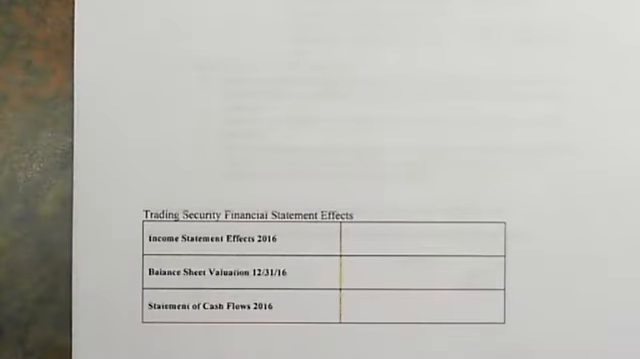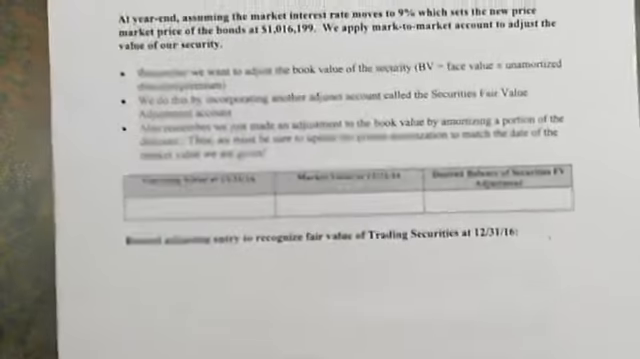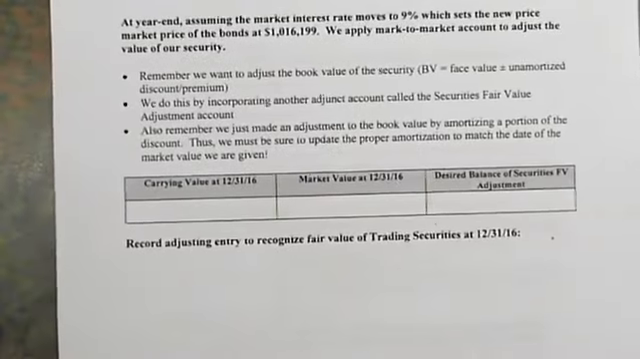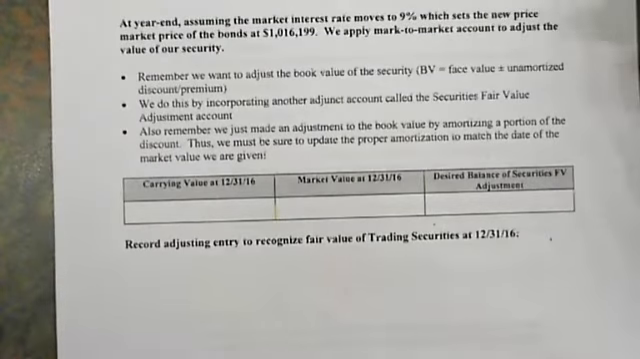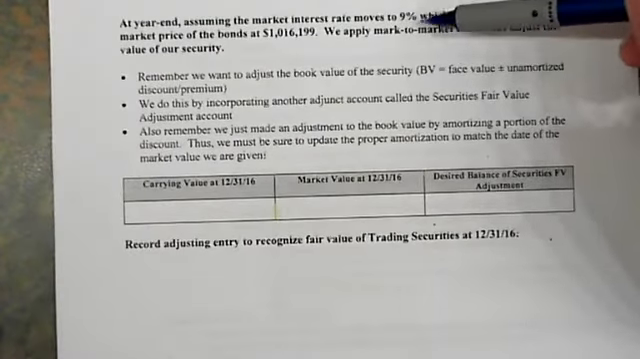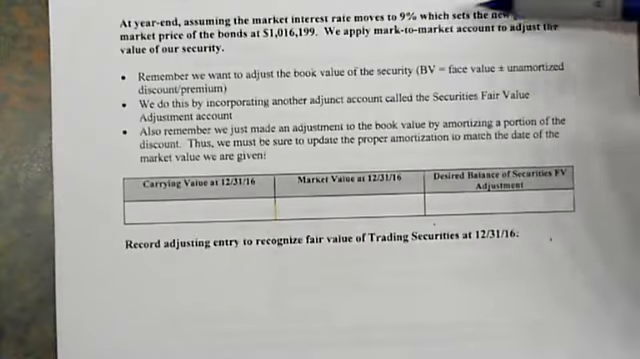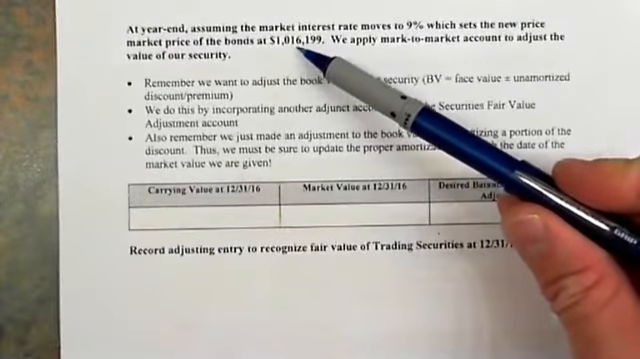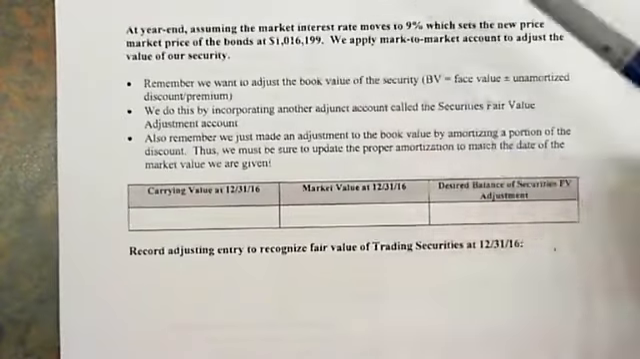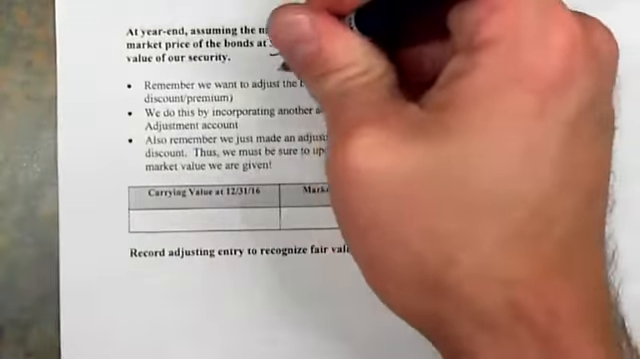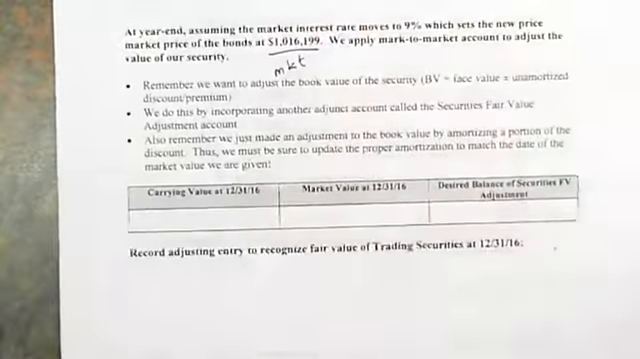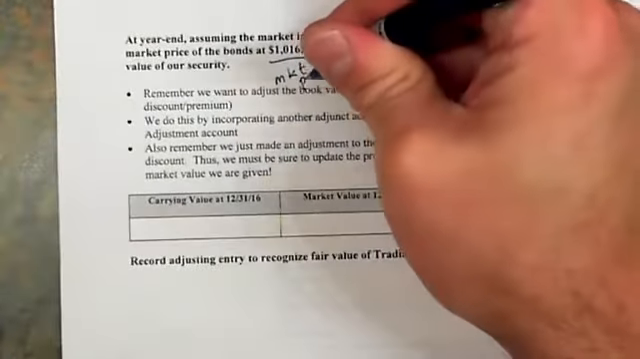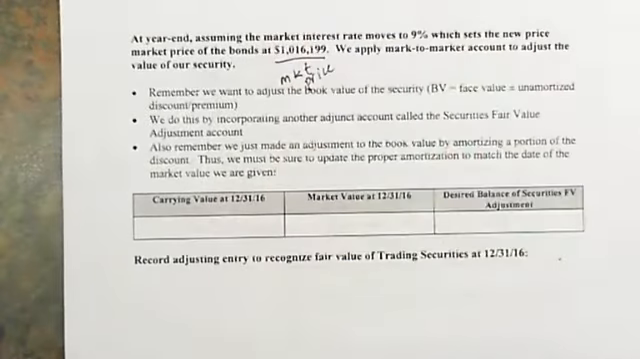So at year end, this is when the new accounting comes in from what we saw with a held to maturity security. I'd say, assuming that the market rate of interest moves to 9%, and that sets the new price of these bonds at $1,016,199. Remember, this is the market price, which is very distinct from the carrying value of the bond. Remember, the carrying value is based on that historic market rate when we purchased it, right?